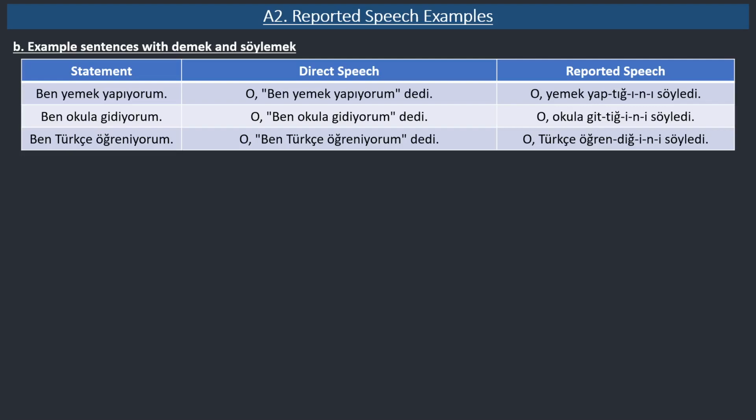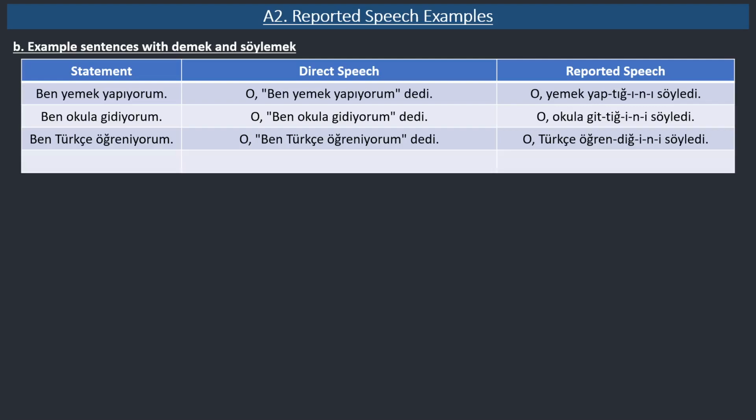So for example, I can make a one line here. So if I say like ben su içiyorum. If the statement is ben su içiyorum, I am drinking, how would you use this? This part is pretty simple. I will just type it myself. O ben su içiyorum dedi. But how about the second part, reported speech part? For now, you can just type without the spoiler.